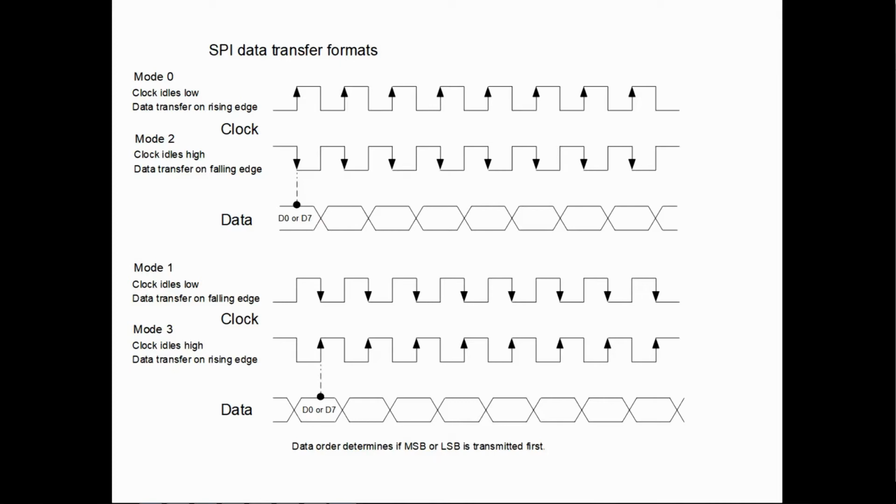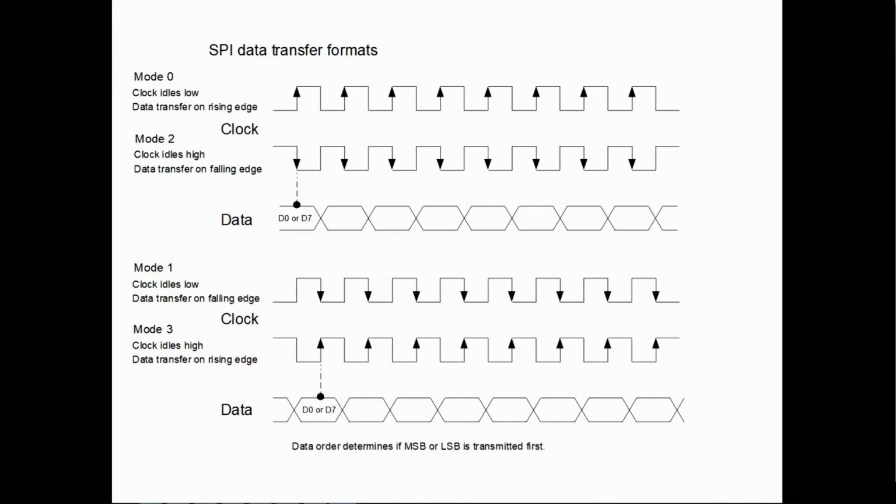A particular project I worked on, I had a couple of different SPI slave devices in the same project, and one of them was on mode 0 and the other one was on mode 2. And I had to switch modes in the SPI device inside the microcontroller in order to be able to communicate from one to the other.